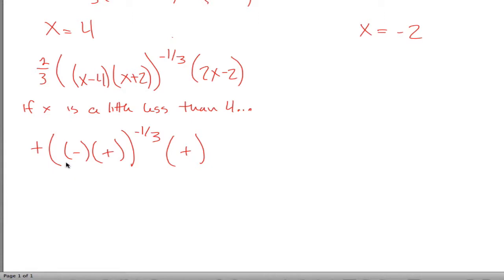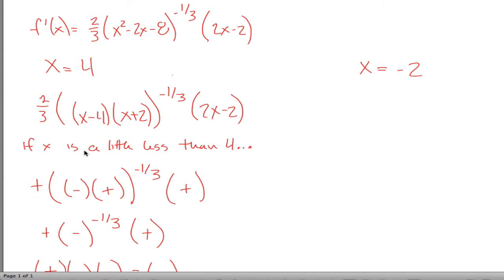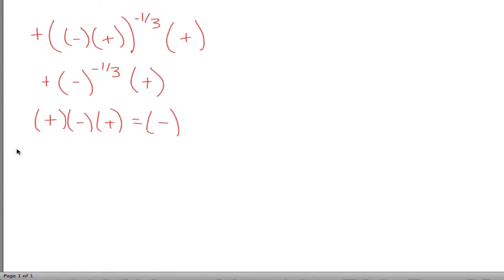So what I get here is a positive number times a negative number raised to the negative 1/3 power times a positive number. A negative number raised to the negative 1/3 is the same as 1 over a negative number, which is a negative number. So it's a positive times a negative times a positive, which is a negative. So that's if x is a little bit less than 4.